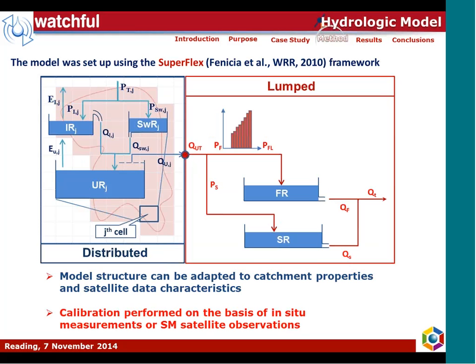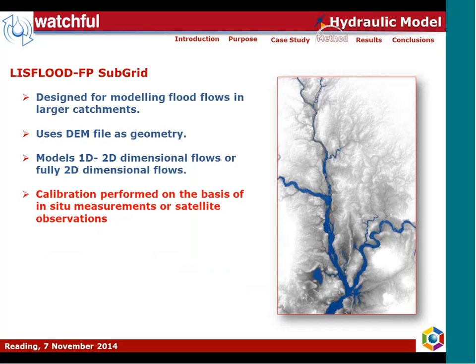This framework is also very interesting for remote sensing data assimilation, because it's possible to develop a model structure that fits the characteristics of the satellite data that you are planning to assimilate. And also, you can have a better possibility to propagate your assimilated data sets through your model to the outlet so that you can better impact the stream flow predictions. For the hydraulic component in this cascade, we use the LISFLOOD-FP model that was developed at Bristol University.